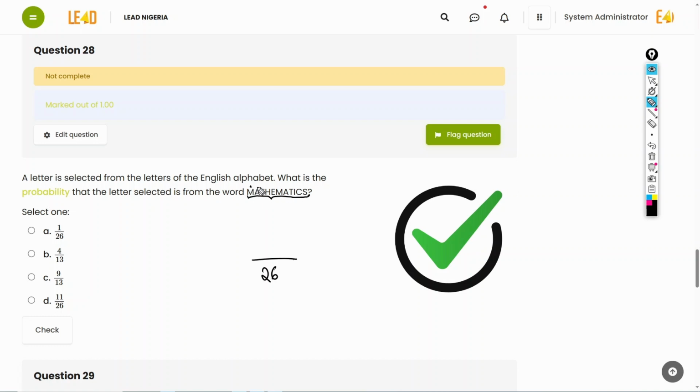So 1, 2, 3, 4, 5. This has happened before. Okay, we can take 6, 7, 8. So it's 8 out of 26, which I can reduce to what? 4 out of 13. All right, that's option A.